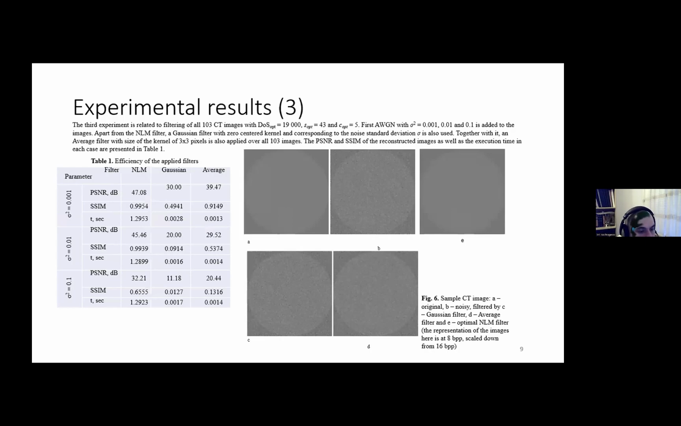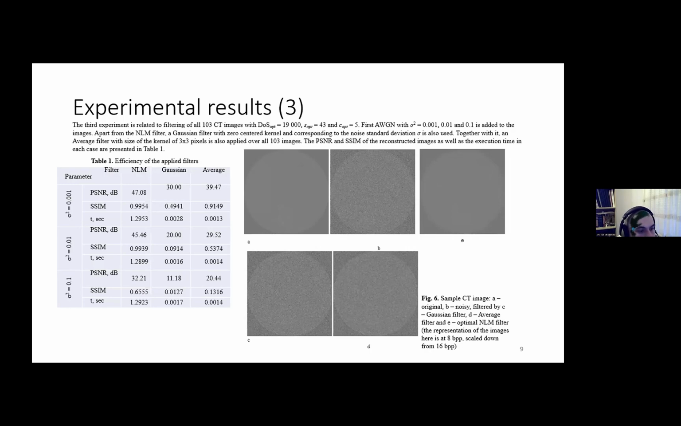These are the quantitative results in table 1 from filtering all 103 images. For the lesion noise, we have a PSNR of around 47 decibels, more than 17 decibels above the Gaussian filter, which is very popular in the field, and around 10 times more than the average filter with its simple box-shaped transfer function. The structural similarity is quite high, 0.9954, more than half that of the Gaussian filter and close to the average filter.